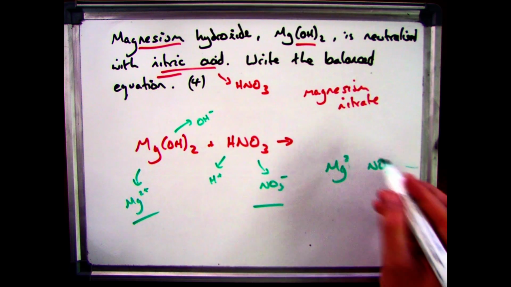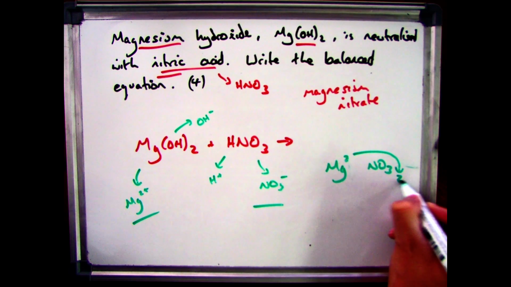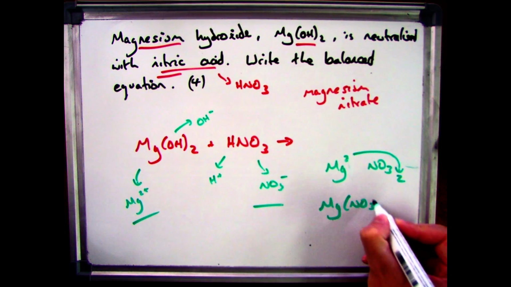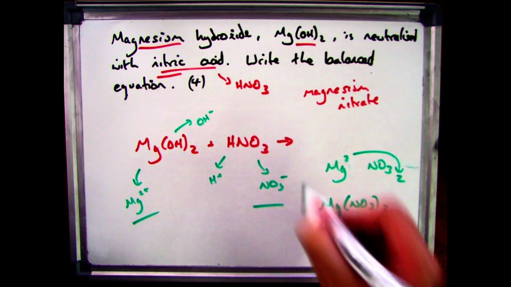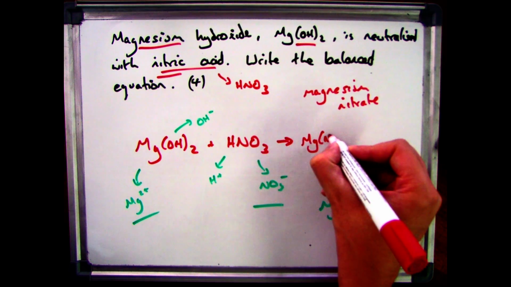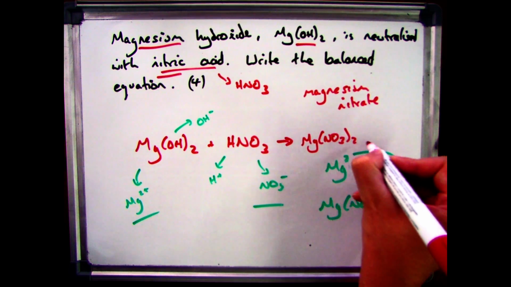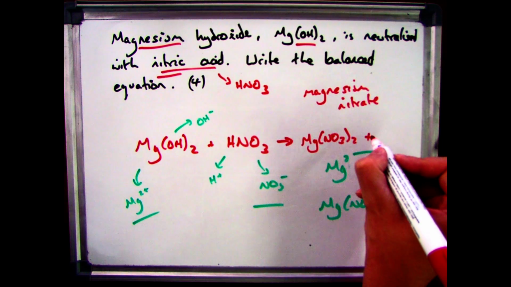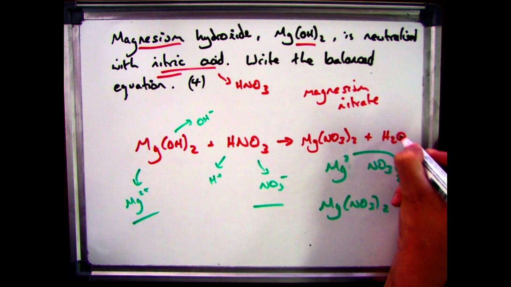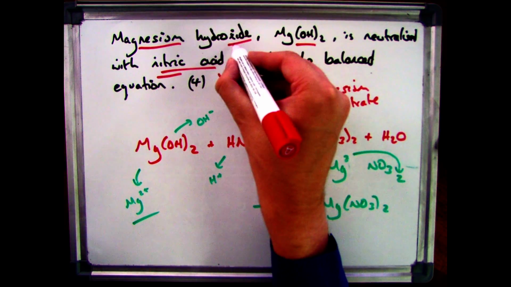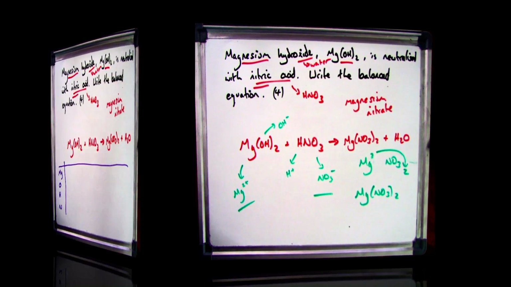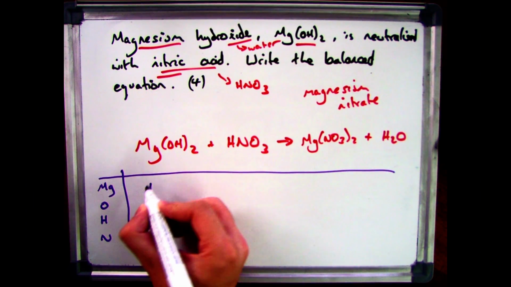Rub out the charge, take that number and swap it down to there, and then because it's a compound ion I put it in brackets. So my formula for magnesium nitrate is Mg(NO3)2. Again, if you're not sure how I've done that, watch the Finding the Formula video on my website. As I said, we get water because it's a hydroxide, so I add H2O. So that's my first 2 marks. Let's move on to the balancing then.